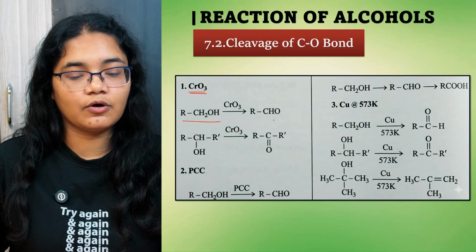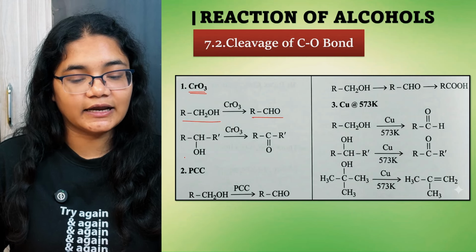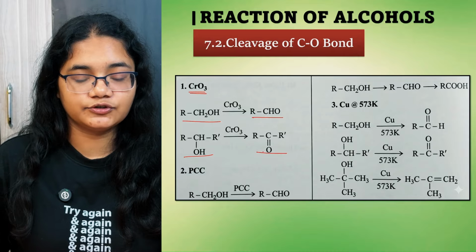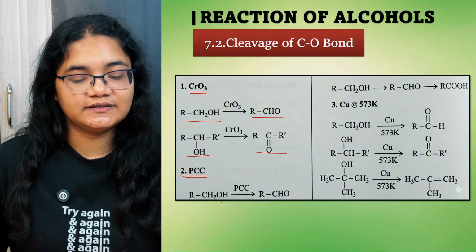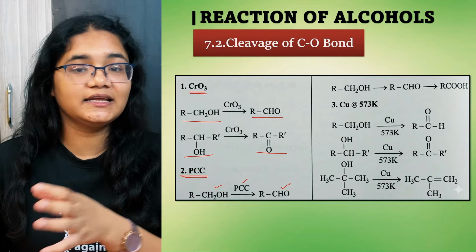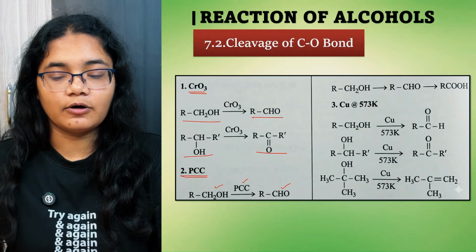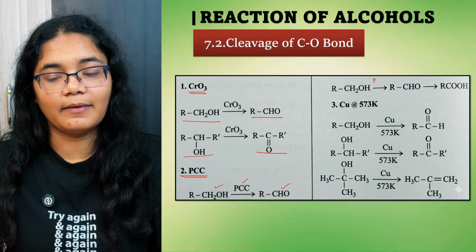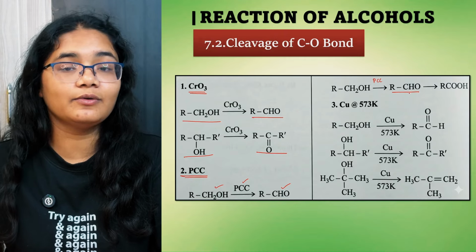Here primary alcohols get converted to aldehyde. Secondary alcohol gets converted to ketones. Now the second reagent here is PCC. Here the primary alcohols with PCC get converted to RCHO. Now there's one more important thing, that the primary alcohols on mild oxidation can get converted to aldehyde.